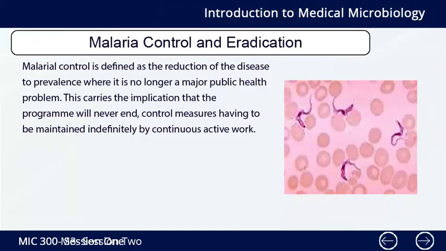Malaria control and eradication. Malaria control is defined as the reduction of this disease to a prevalence where it is no longer a major public health problem. This carries the implication that the program will never end, with control measures having to be maintained indefinitely by continuous active work.